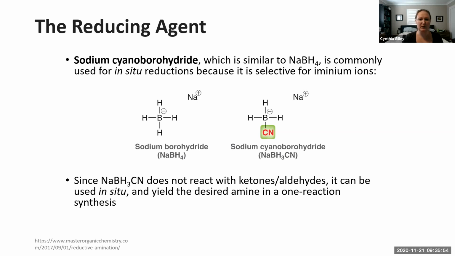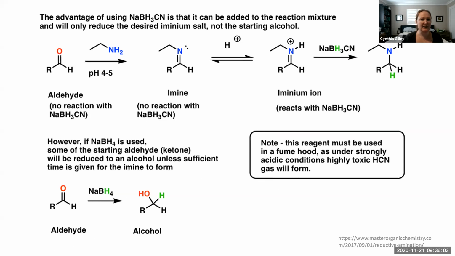Alternatively, you could also do a hydrogenation, and that would also reduce the carbon-nitrogen double bond. Let's look at the process again. Recall that aldehydes or ketones are required to form iminium ions. If we had used sodium borohydride, it's possible that some of our aldehyde or ketone would be reduced to an alcohol. We want to avoid that.